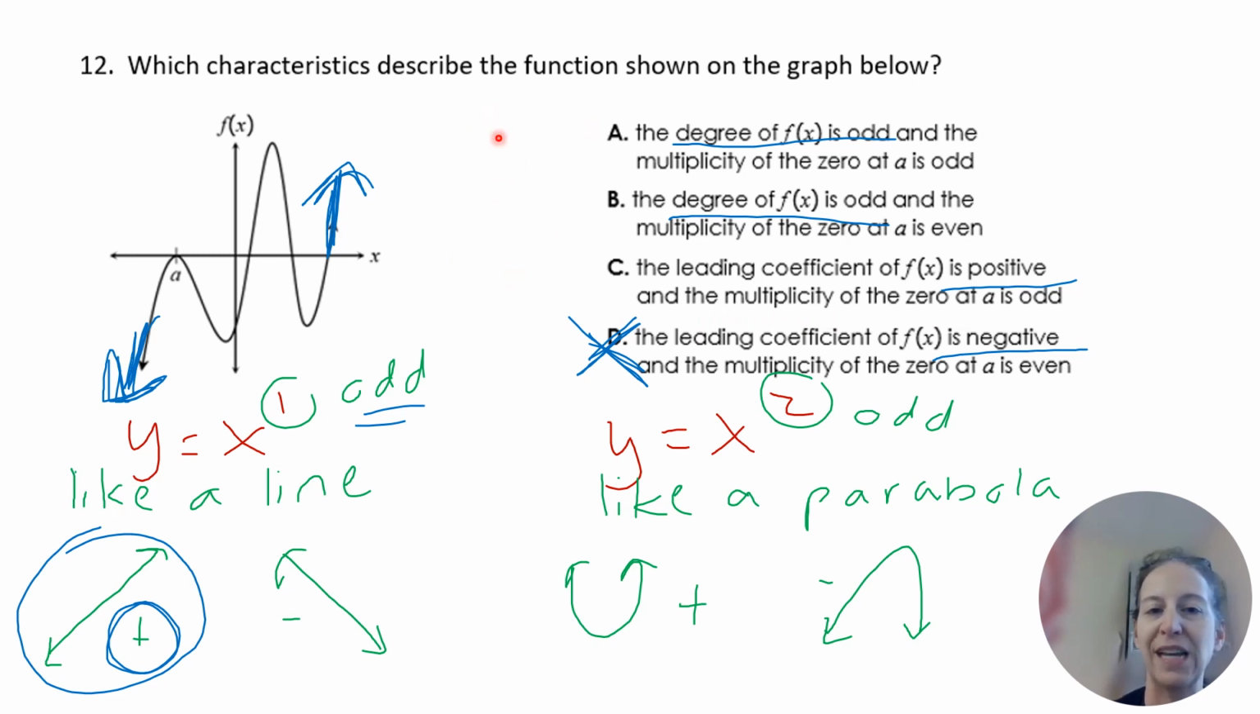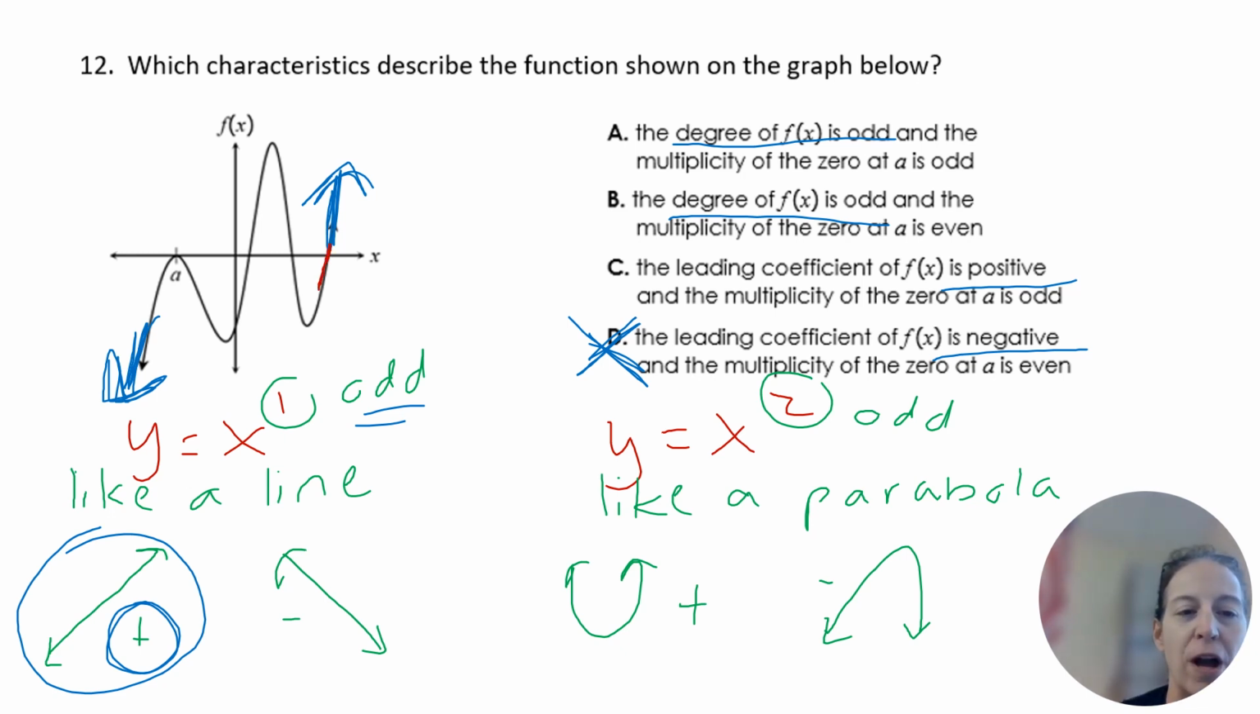If the multiplicity of the 0 at A was indeed odd, both of those would be correct. That can happen if somebody writes a terrible test, but hopefully this isn't it. Therefore, the multiplicity of the 0 at A is probably even, because then B would be the correct answer choice and you wouldn't be straddling between the two of those. And that is indeed the case, but let's go review the content.